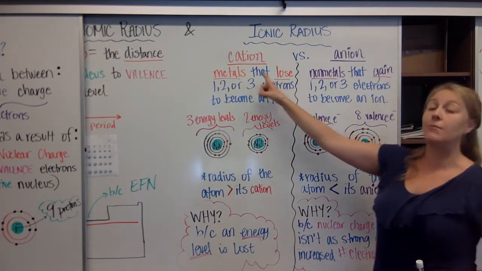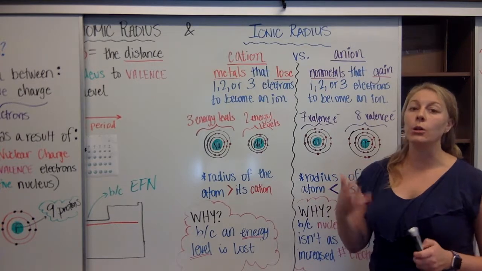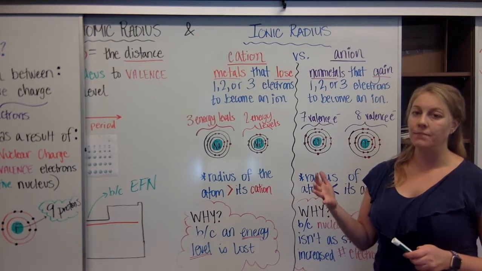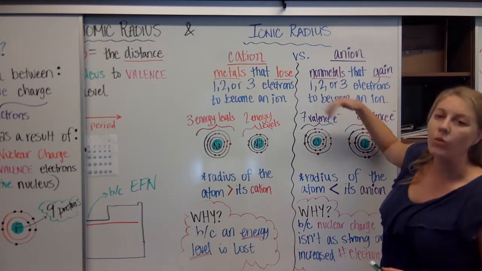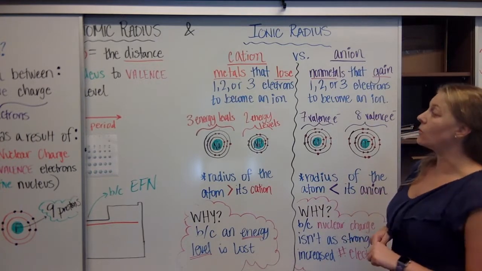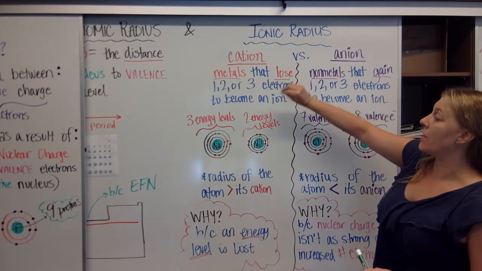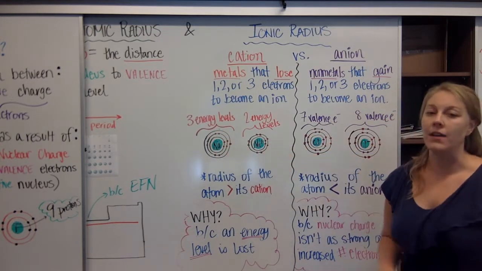This one we saw in the flame test lab, and that's the cation. These are metals that lose electrons to become an ion, versus the anion, which is nonmetals, which will gain electrons to become ions, okay? So this is a general trend that we see. We have, for example, sodium and sodium's ion.